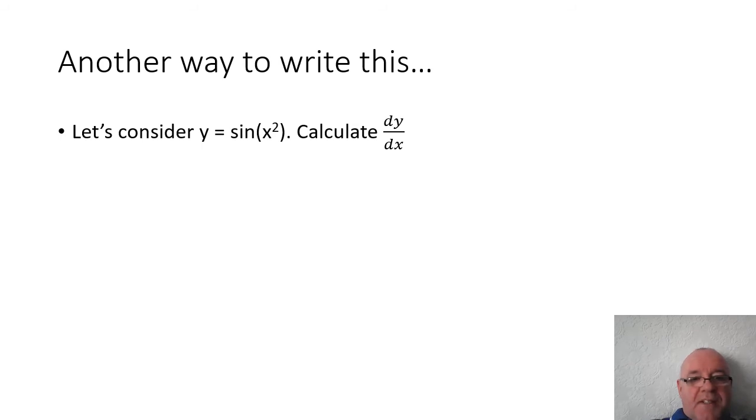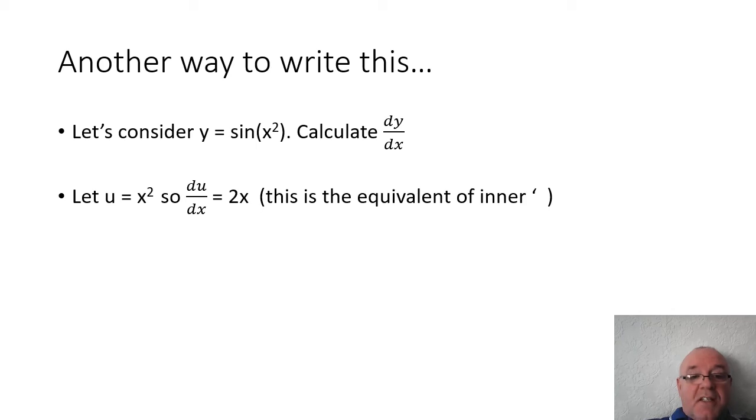Now the book uses a slightly different notation. So let's consider y equals sine x squared. We want to calculate dy by dx. Now instead of saying let the inside equal x squared, the book says let u equal x squared. The u is just what they use for the inside. So when you differentiate that, du by dx, you get 2x. That's the equivalent of inner dashed. y, therefore, is sine u. That's really the outer function. So if you differentiate that, it's cos u.